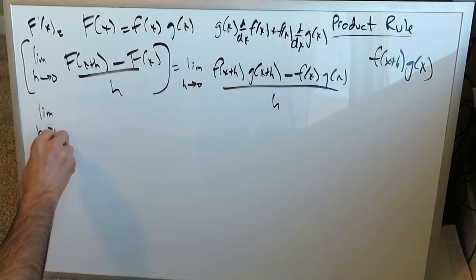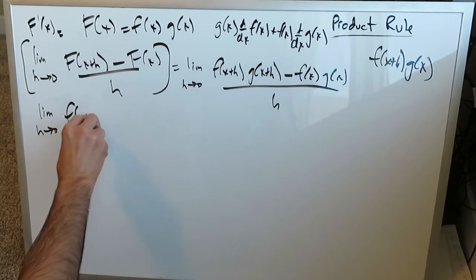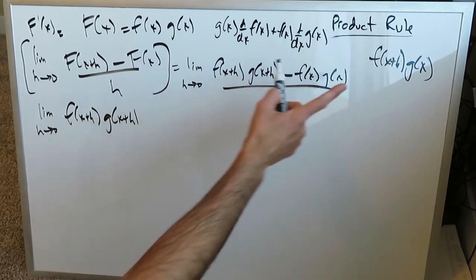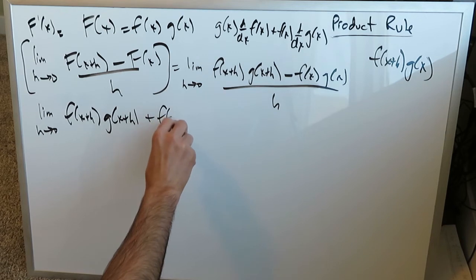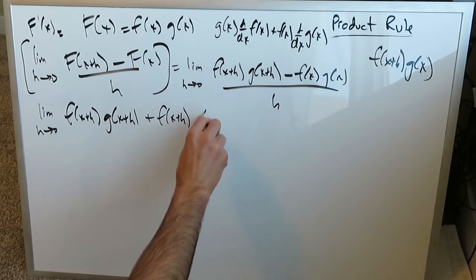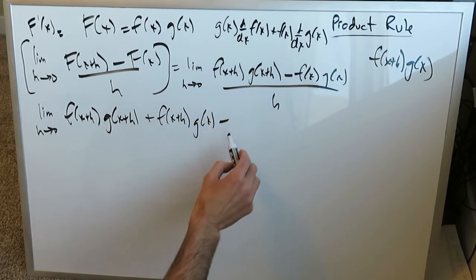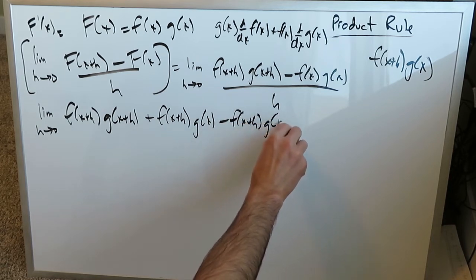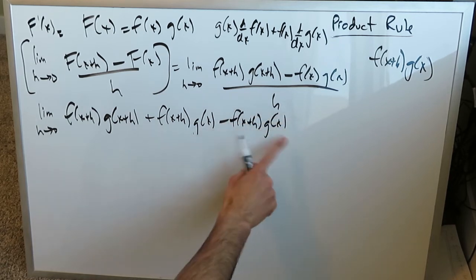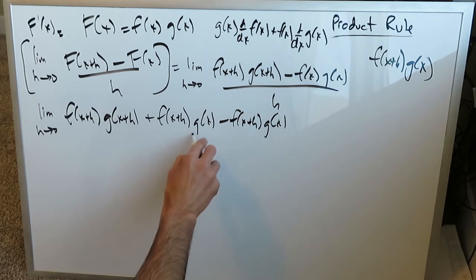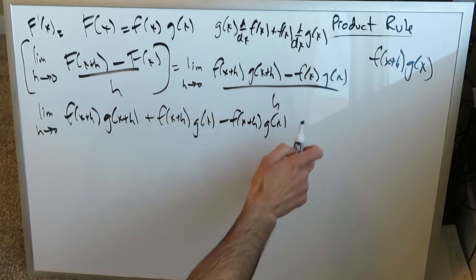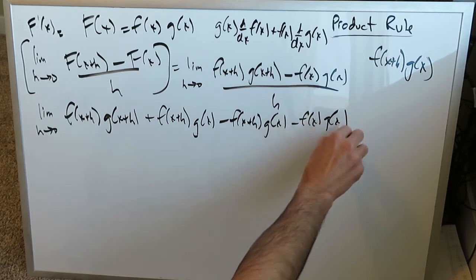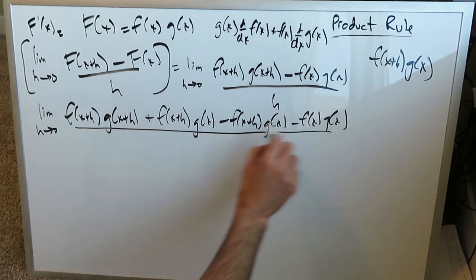Limit h approaches 0. We have f of x plus h and g of x plus h. Now let's add in that factor plus f of x plus h and g of x, and then let's also minus it. You'll see the purpose of all of this momentarily. You see, I've added the same factor, then I've minus the same factor, so I'm maintaining the balance, the neutral aspect, I'm maintaining it. Minus f of x, g of x, all over h.